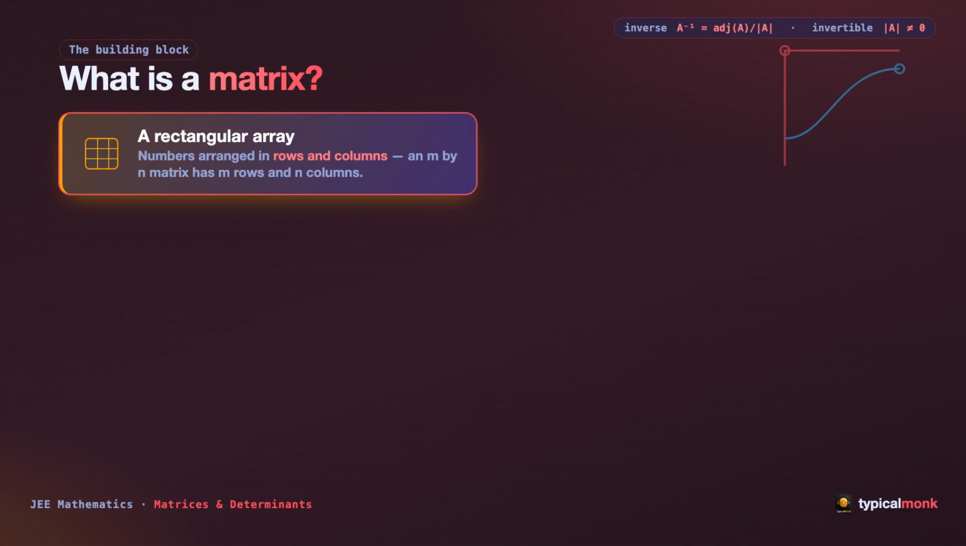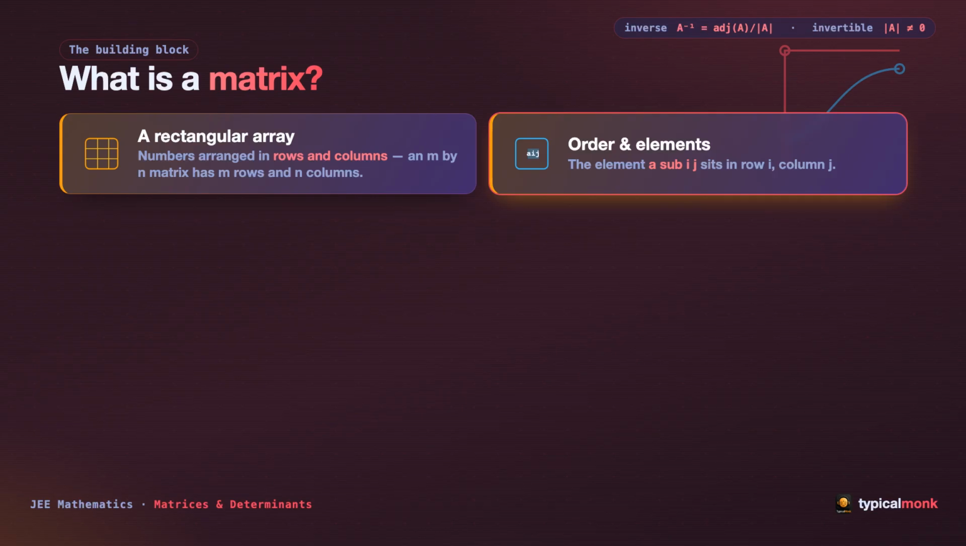A matrix is simply a rectangular array of numbers, arranged in rows and columns. An m by n matrix has m rows and n columns. The order tells you the shape at a glance. Every single number inside has an address. David calls the element sitting in row i and column j simply a sub ij. That address is how we point at any one entry without confusion.